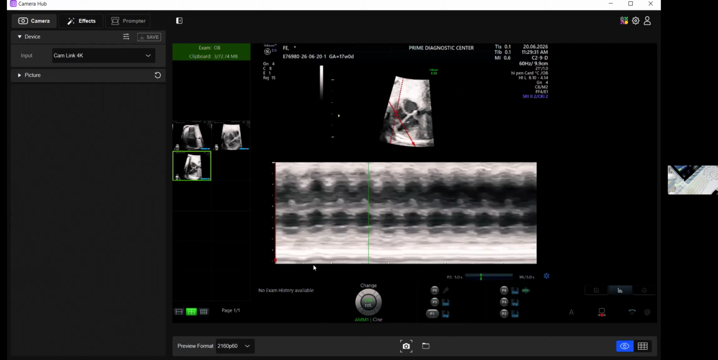Right? M mode is okay now. Yes, sir, but with lesser sweep speed. In case you are still not happy with the M mode, you join adult cardiology, because that's where you see it very nicely.